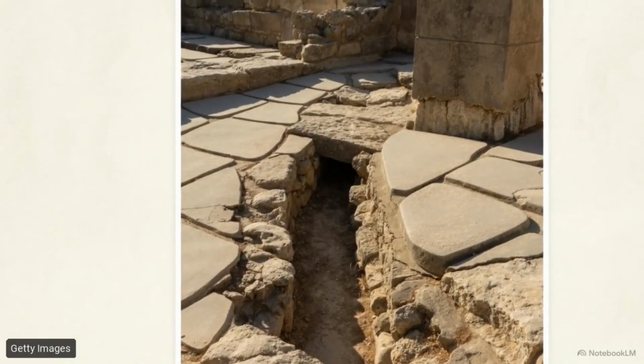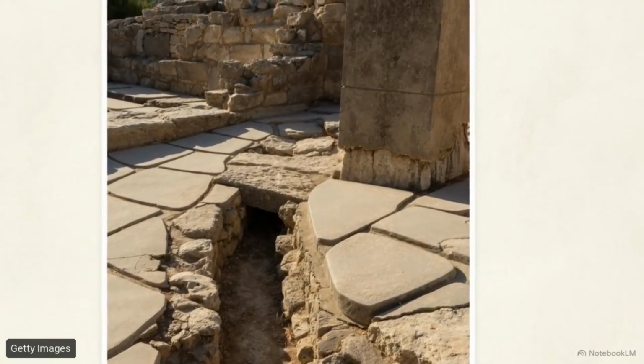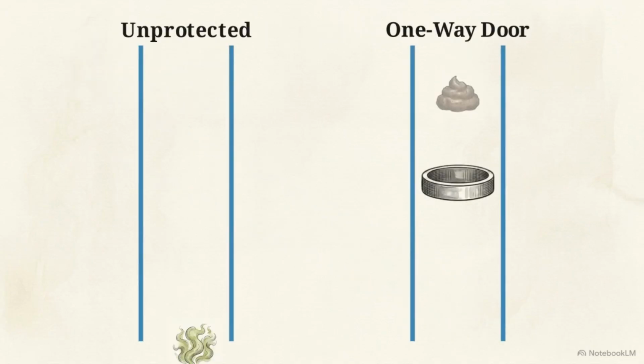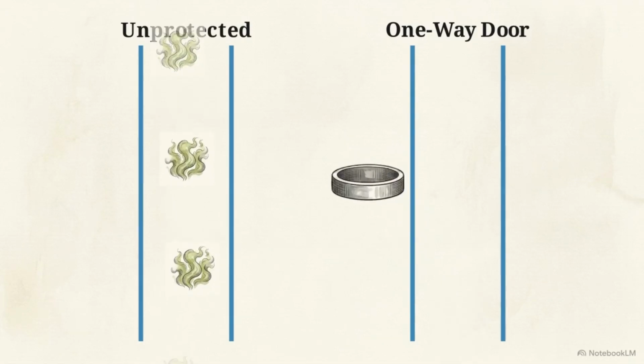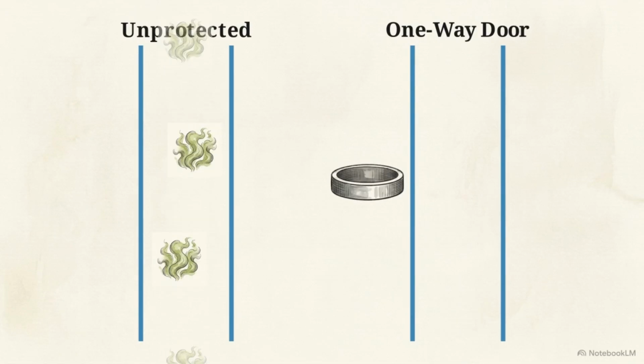Early plumbing systems, like this stone drainage channel, moved physical waste into an open sewer. However, these systems were essentially two-way streets, allowing toxic, disease-carrying gases to drift back up the pipes and into the city. Solving this required a one-way door, a passage wide enough to let solid matter fall through, but sealed tightly enough to prevent toxic air from rising back up.